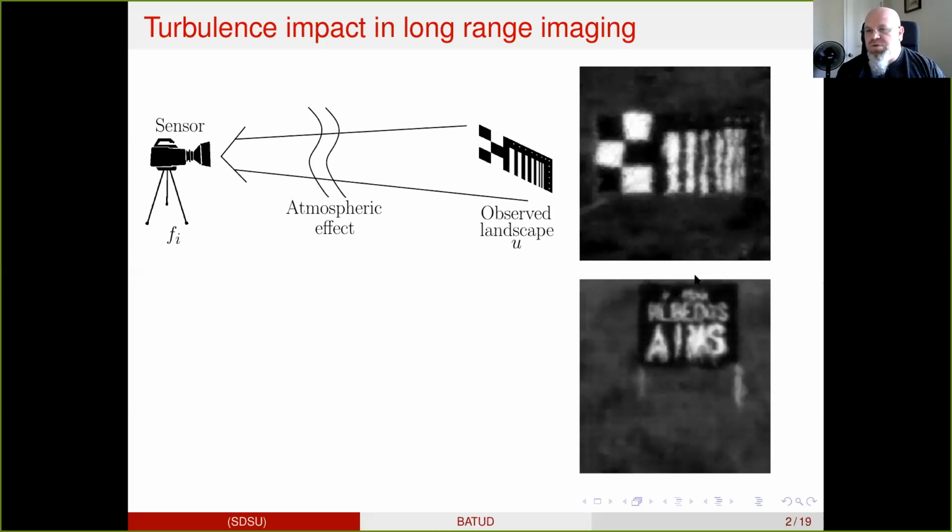Okay, so the question is, what kind of impact can we see on those images? Here are just two frames that I randomly picked within the sequence. So how can we model the impact of atmospheric turbulence?